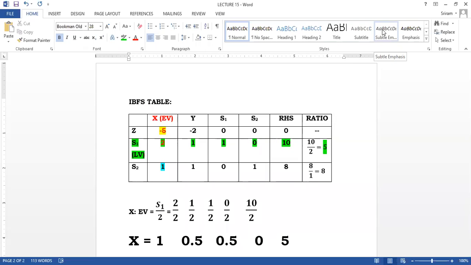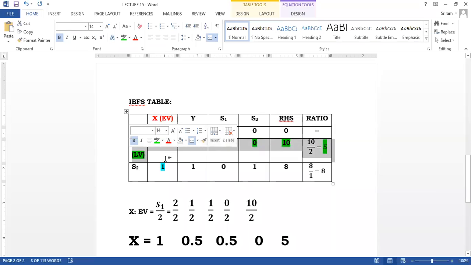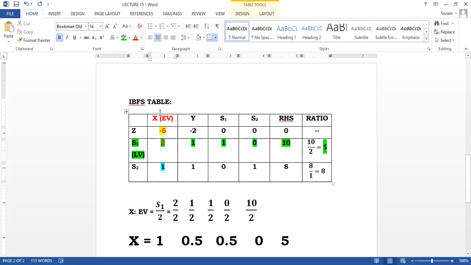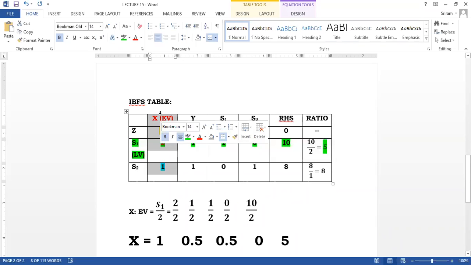Dear, I am repeating again, the number 2 is not fixed. I am going to take the corresponding pivotal column element. Here, this is the entering variable, this is the leaving variable. Where is the intersection between the entering variable and the leaving variable? 2. So I am taking this number 2.